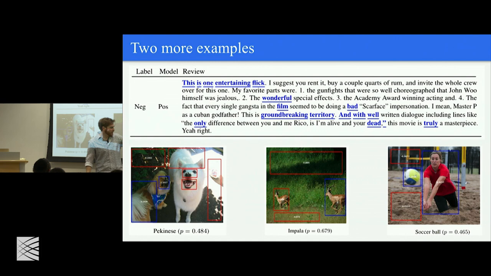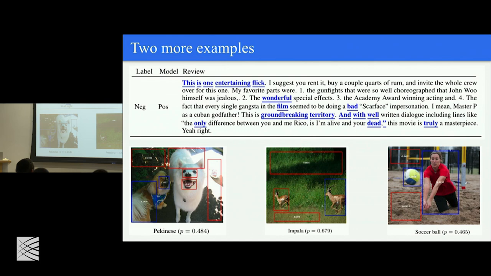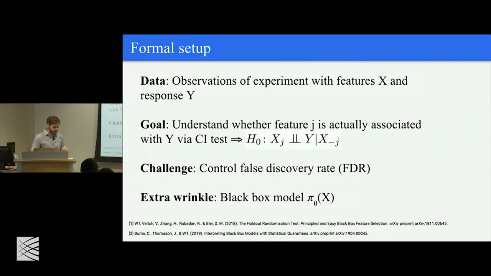And that's because if you look at the soccer ball part, this is important. And it actually turns out that the person can be important potentially too. And so these are all good things to know. But I'm going to focus more on this setup of conditional independence testing. Okay, so these all kind of fall under the same umbrella.